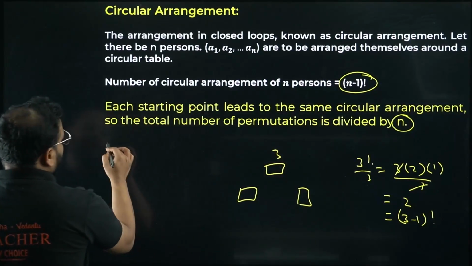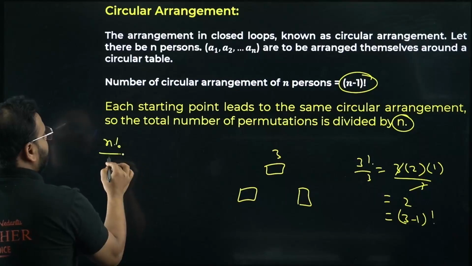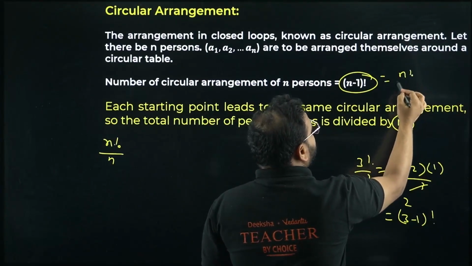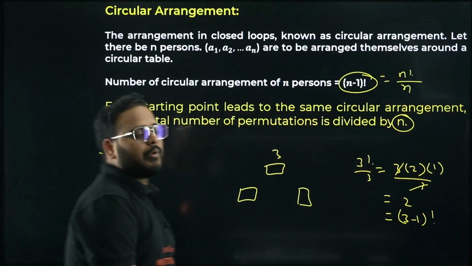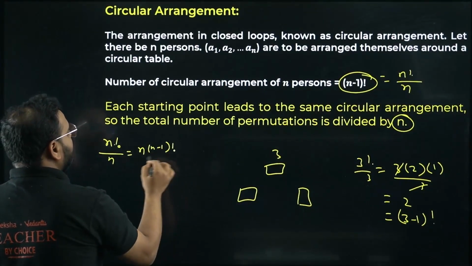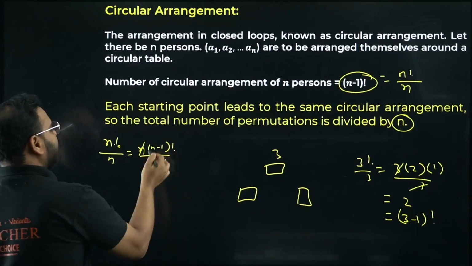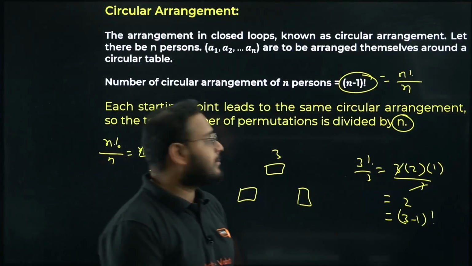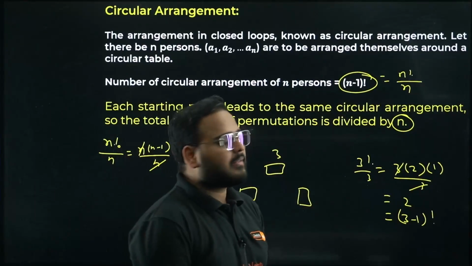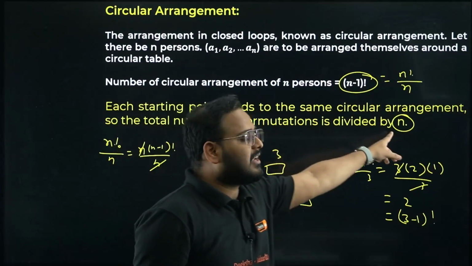Have a look. n factorial upon n. This is how we get this value. So it will become n times (n minus 1) factorial divided by n, and n is cancelled. I have the result as n minus 1 factorial. The reason being that it leads to the same circular arrangement. How many times? n times. That's why we have to divide that by n.